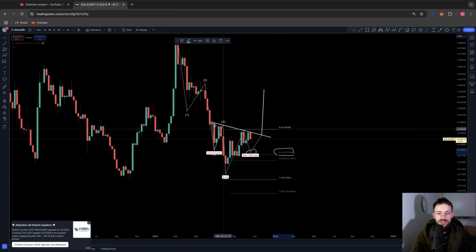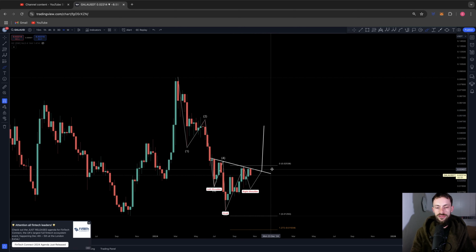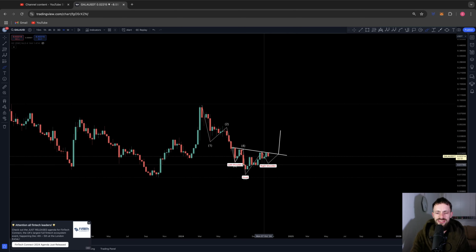0.017. Now, if Gala does start to do that, and we've got the left shoulder, the head, and right now we're in this formation of the right shoulder, come back to 0.017 over the next couple of weeks going into November, then look for the large breakout. That's what could validate this move for Gala. So that's something to keep our eyes on.